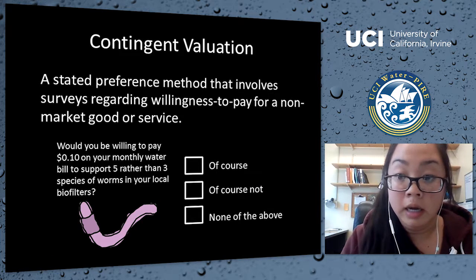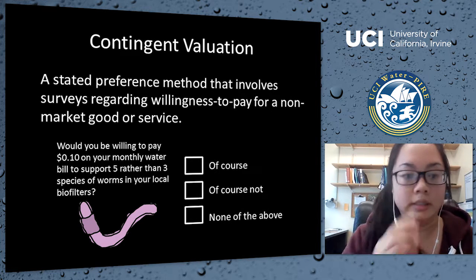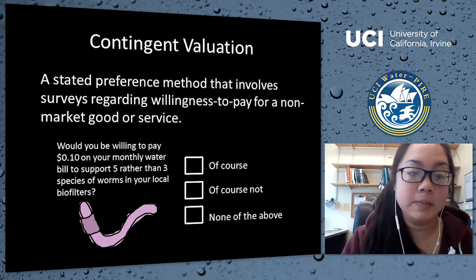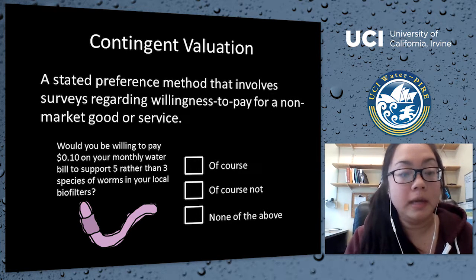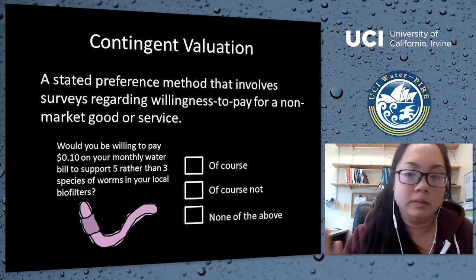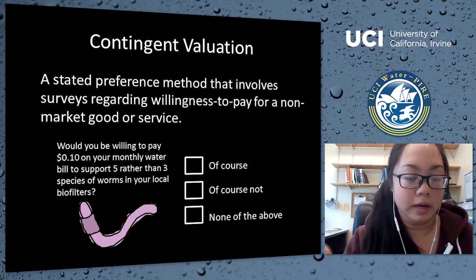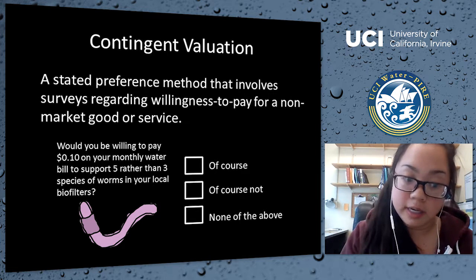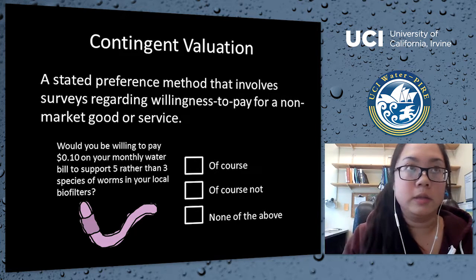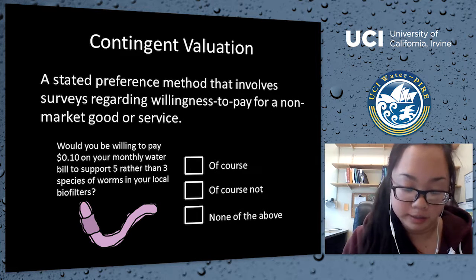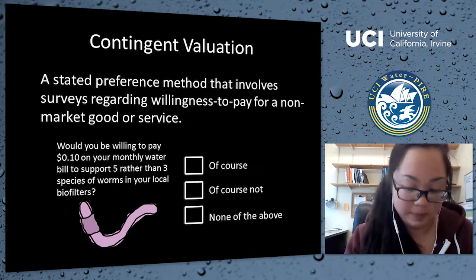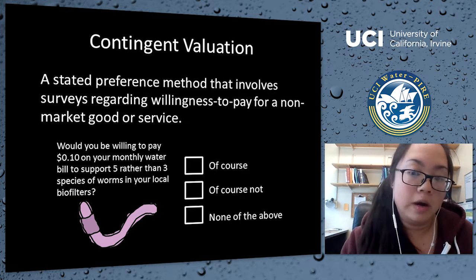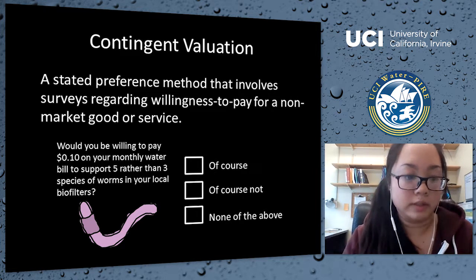Next slide. So contingent valuation is just a survey method that asks people how much they would be willing to pay for X good or service. A lot of people will use this method for biodiversity studies, or it's also been used for water quality. So if I would ask people, how much more would you be willing to pay on your monthly water bill to have swimmable water versus boatable water?